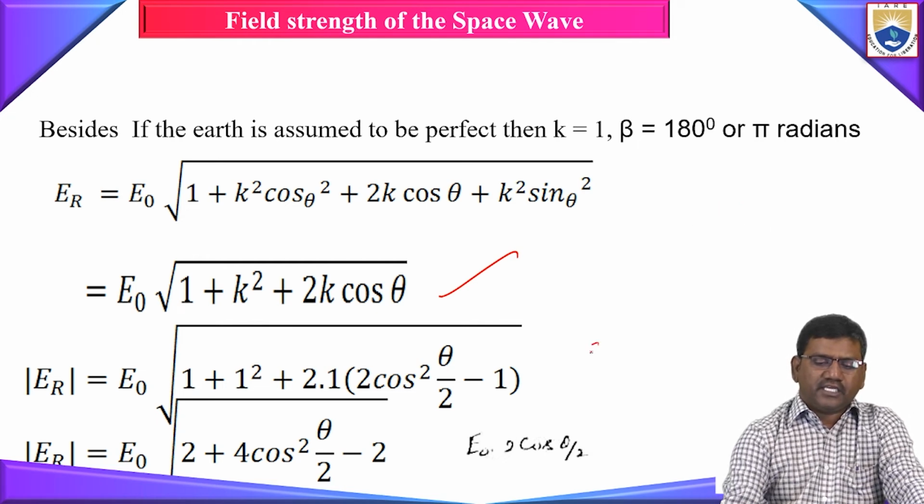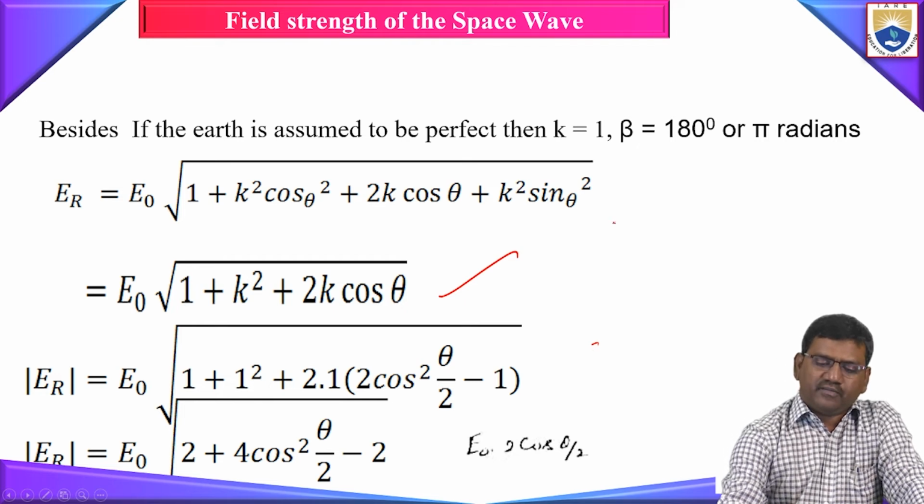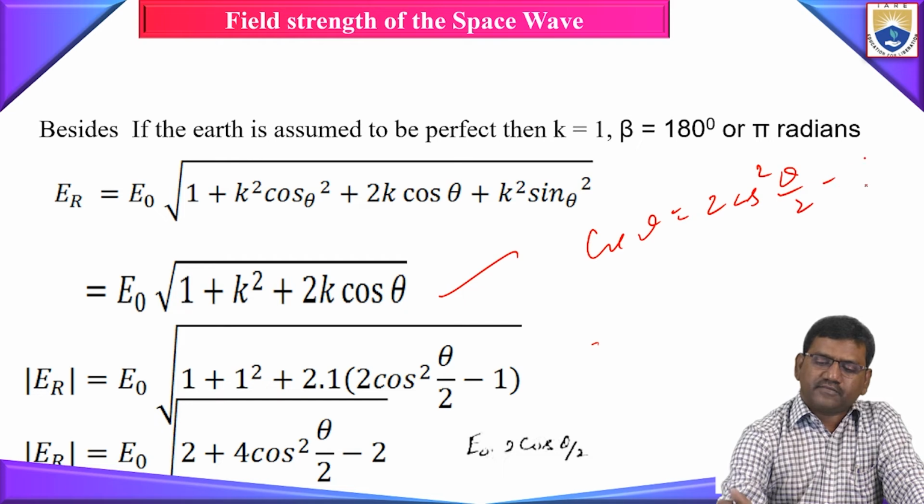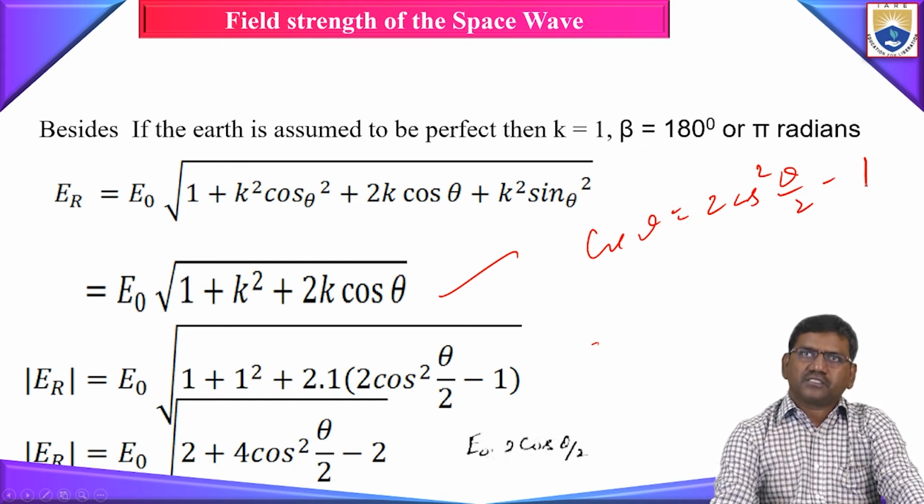Here, cos theta can be written according to trigonometric theory. We have the formula cos theta is equal to 2 cos square theta by 2 minus 1.